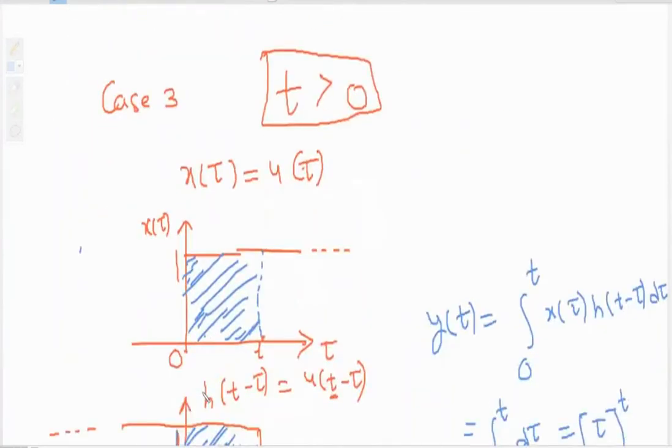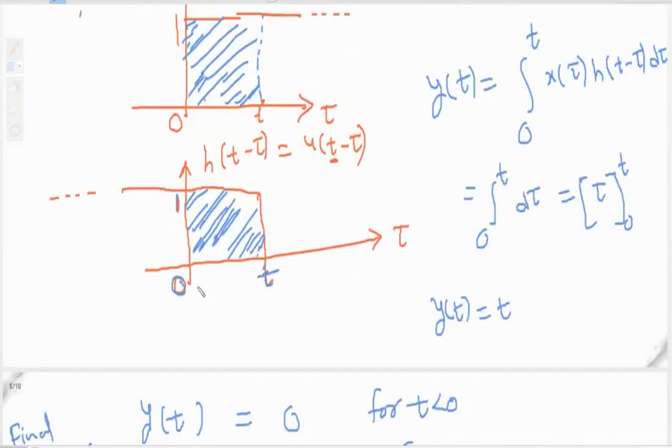And case number 3, t is greater than 0. X of tau is u of tau, the sketch is fixed. Then h of t minus tau is u of t minus tau. Now my t is positive, so the signal will start from some positive t and go towards the left-hand side because of folding, minus tau. We are sketching the signal with respect to tau. Now I can see some overlap from 0 to t. So calculate integration 0 to t. X of tau has value 1. H of t minus tau also has value 1. You can see here the amplitude of unit step is 1. Solve the integration, and you will get y of t equals t.